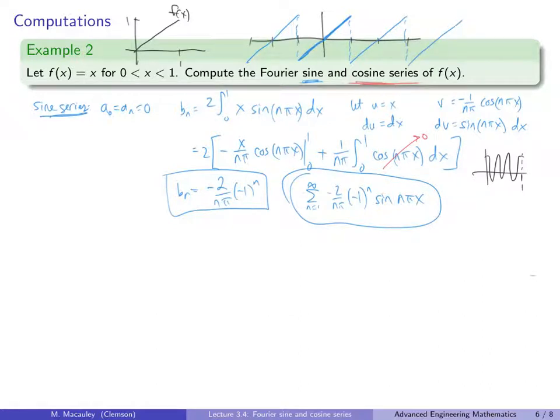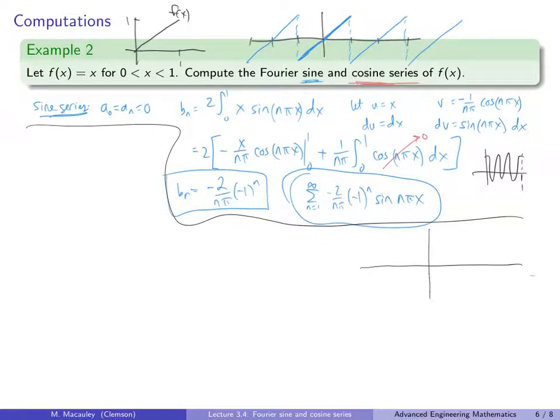Let's now compute the Fourier cosine series. I don't think we've done this one before. So before we actually do this, I want to sketch what the Fourier cosine series looks like. So I'll do that over here. So here's that function defined on 0 to 1. And now how do we compute the Fourier cosine series?